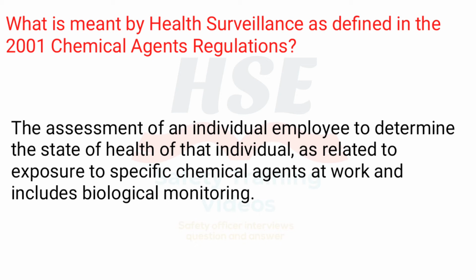What is meant by health surveillance as defined in the 2001 Chemical Agents Regulations? The assessment of an individual employee to determine the state of health of that individual, as related to exposure to specific chemical agents at work, and includes biological monitoring.